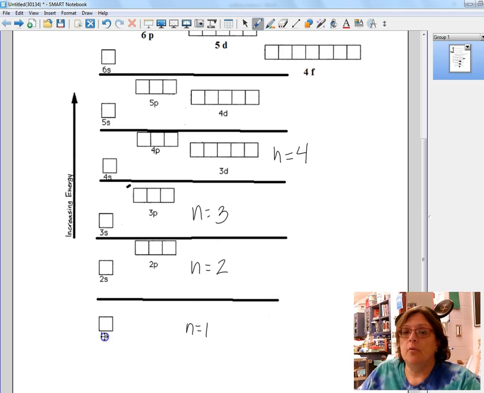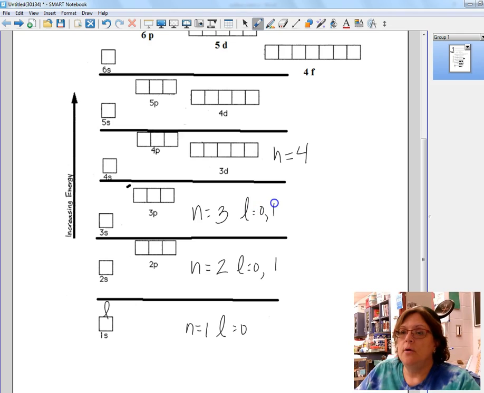The L number is based on shape. So here we have an L. The possible L number on the first level is going to be 0 because S is 0. But on the second level, L could be 0, or it could be a 1 because it could be an S or it could be a P. On the third level, L could be a 0, could be a 1, and because 3D is really on the third level, it could be a 2.